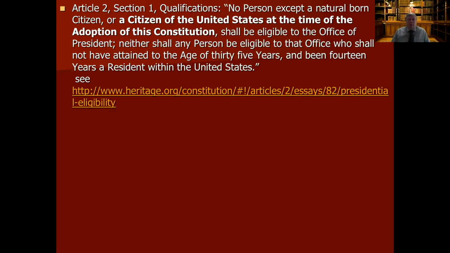Now, the age of 35 years old in 1789 was fairly old. The lifespan of Americans was much shorter than it is now, and so this is a mature individual who is being elected president at the age of 35.